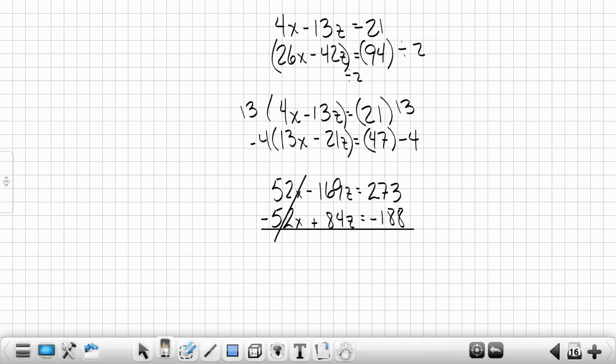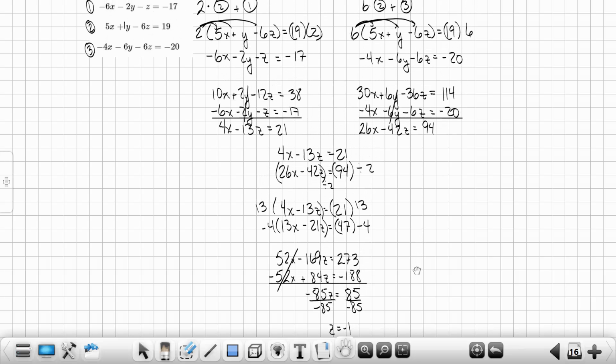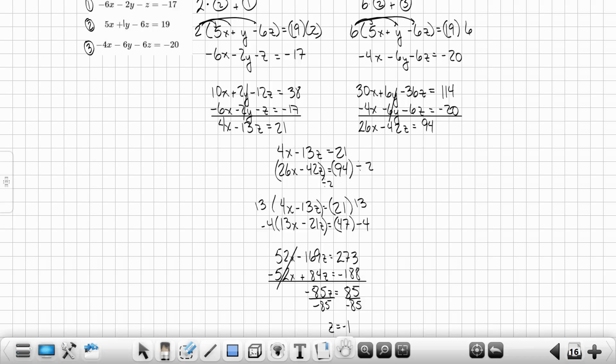So now our x is canceled. That's what we wanted. Negative 169 and 84 are going to make a negative 85. And 273 minus 188, we're going to get 85. Divide both sides by negative 85, and all that mess just to get a very simple z equals negative 1. Now the daisy chain kicks in. We're going to plug this z in. I'm going to shrinkify this a little bit so we can see our whole problem-ish. Yeah, I can fit it. Okay. So daisy chain it, z equals negative 1.